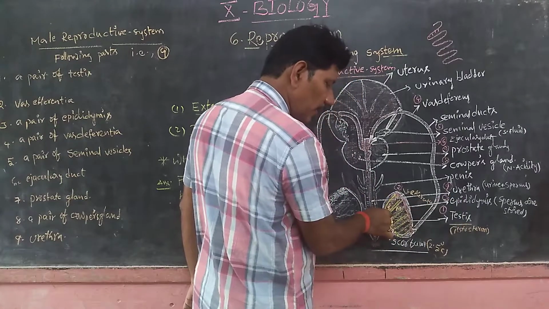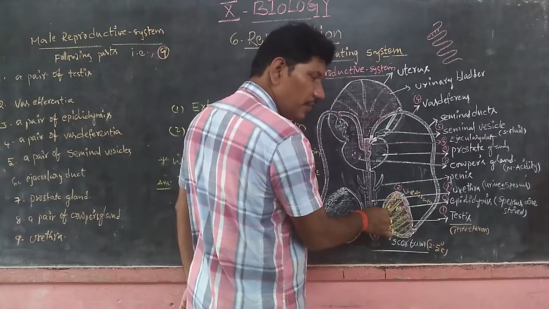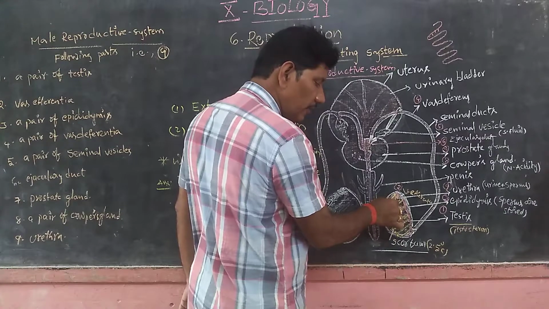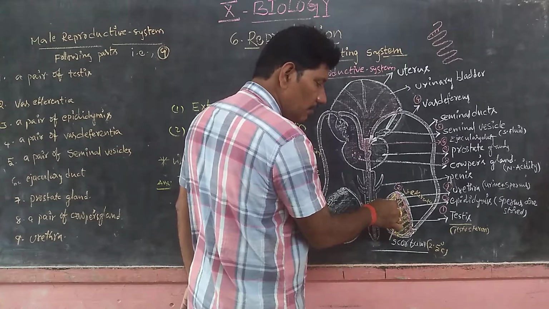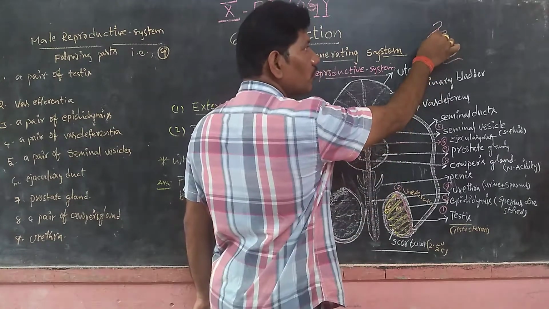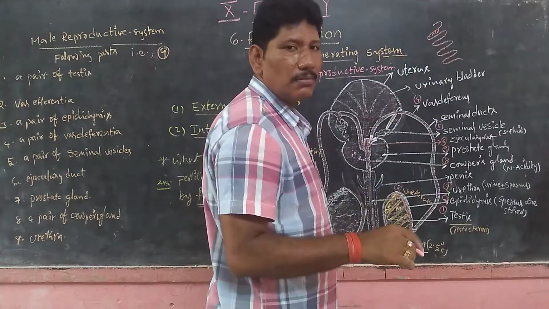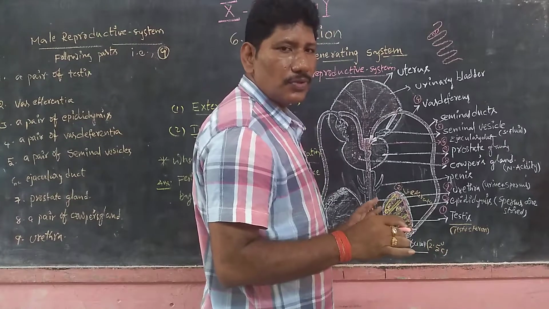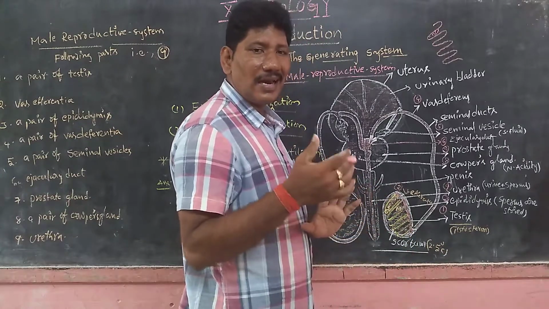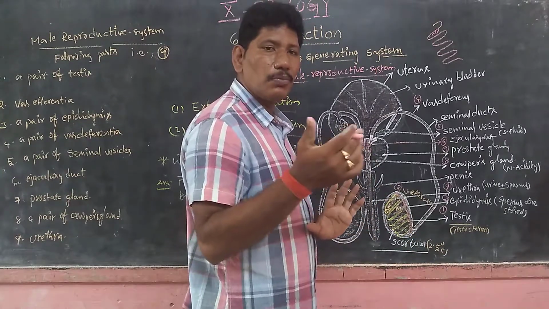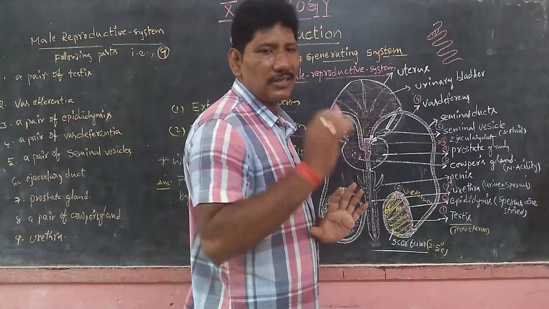First one is a pair of testes. Each testis consists of highly coiled seminiferous tubules. These seminiferous tubules produce the sperms by the process of meiosis. So, with the effect of meiosis, hundreds of millions of sperms are produced in the testes.